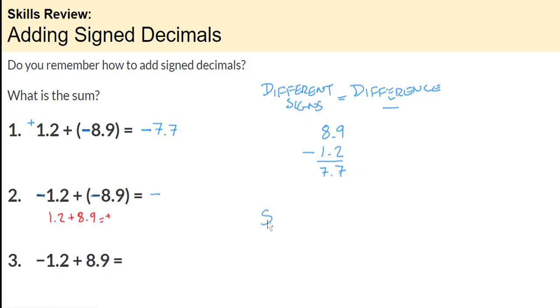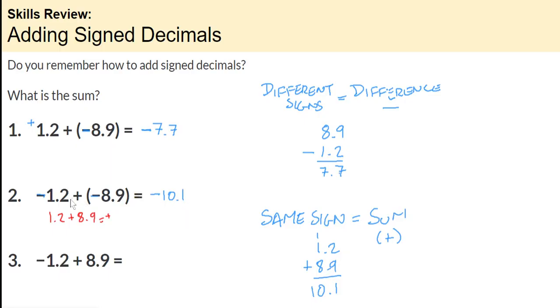I'll write this one down here. If they have the same sign, we forget about the signs, meaning we take the absolute values and we take the sum, which means we add. Okay, so we're going to add these numbers now. So I'm going to do 1.2 plus 8.9. Okay, 2 plus 9 is 11, carry the 1. And then I got 1, 1, and 8. So that will give me 10. So my answer is 10.1. But remember, negative, so it'll be negative 10.1.